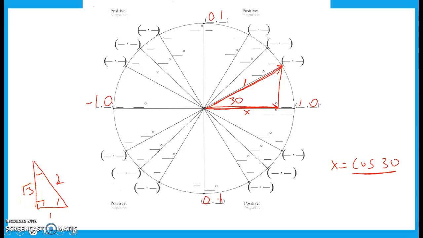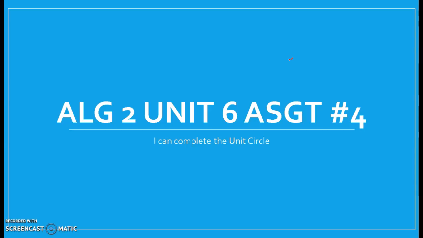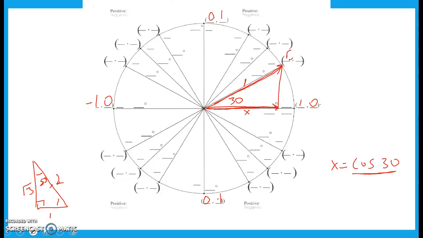If I'm at a 30-degree angle, which is this angle here, and I want the cosine of that 30-degree angle, the adjacent side over the hypotenuse is the square root of 3 over 2. And so the x-coordinate here is radical 3 over 2, if I can put it in that small space here. It is the square root of 3 over 2. Okay, so that's the x-coordinate.